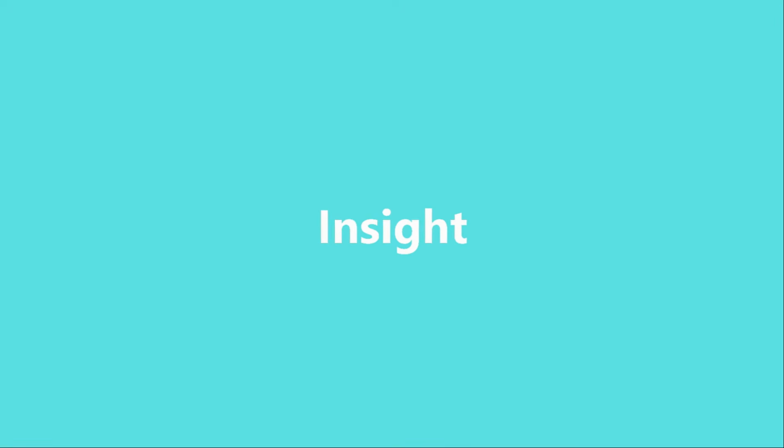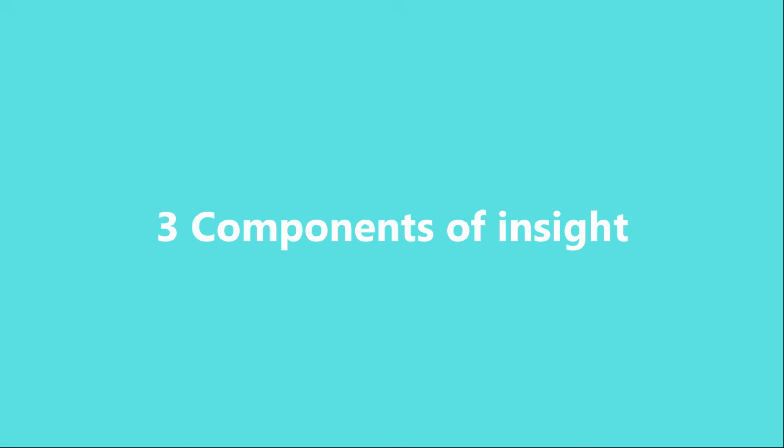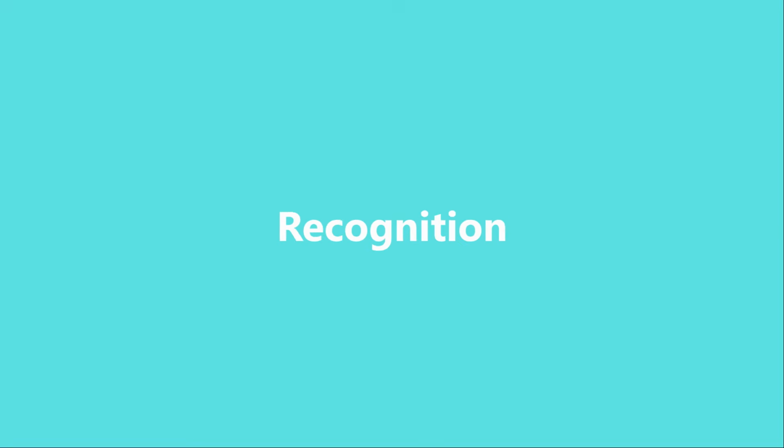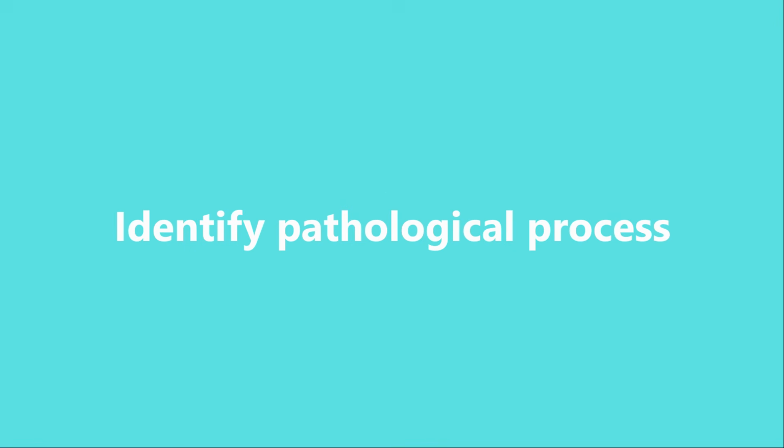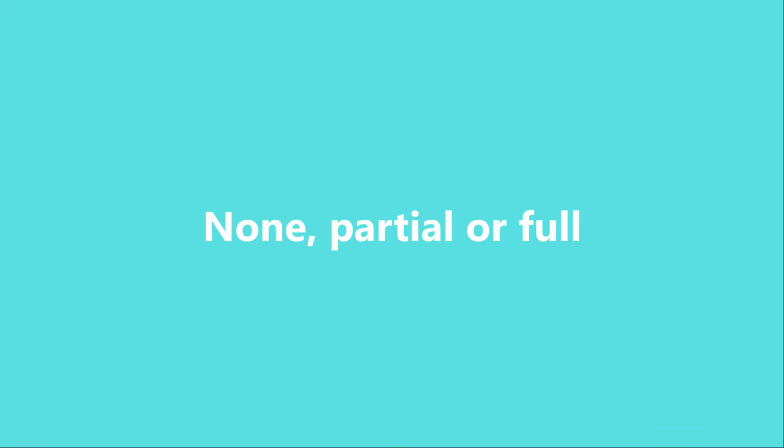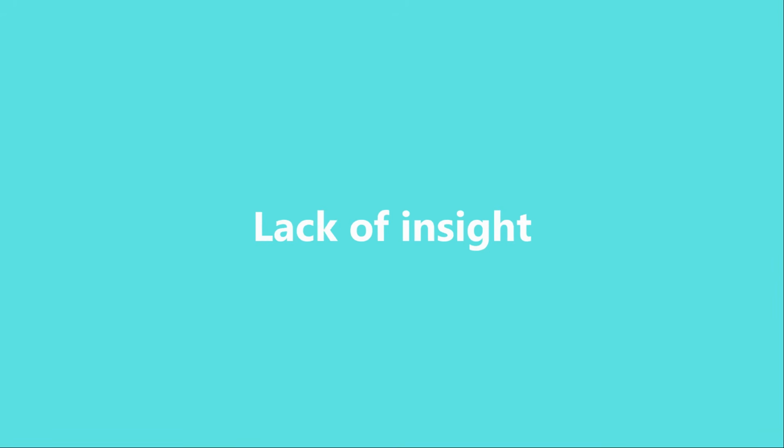The next part is insight. Insight is having awareness of illness and the need for help. Patients with insight understand they have a mental health problem. They can make a reasoned decision to comply with treatment and identify that what they are experiencing is abnormal. We can evaluate patients' insight by exploring their explanatory account of the mental illness. This includes three components: recognition, compliance, and whether they can identify pathological processes such as hallucination or delusion. A patient may have no insight, partial insight, or full insight. Impaired insight is characteristic of schizophrenia and dementia.